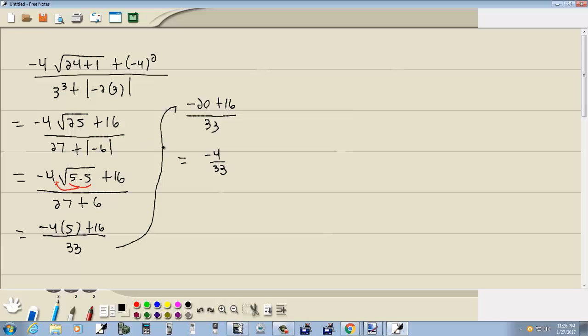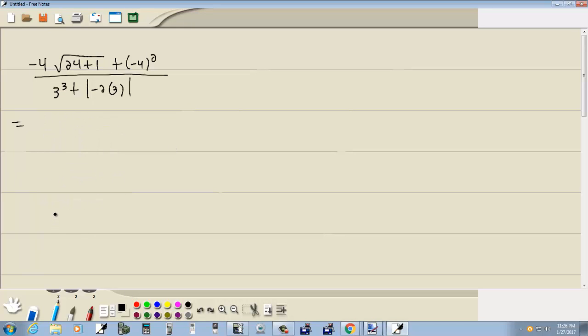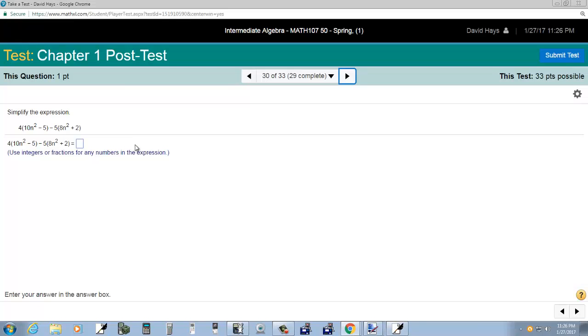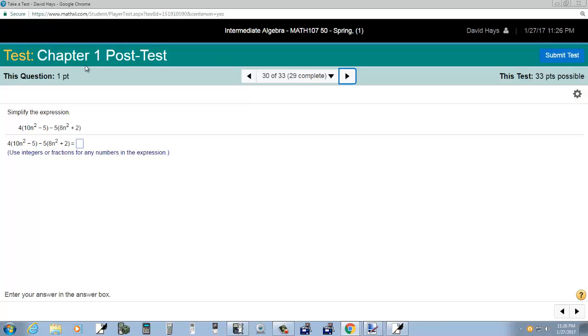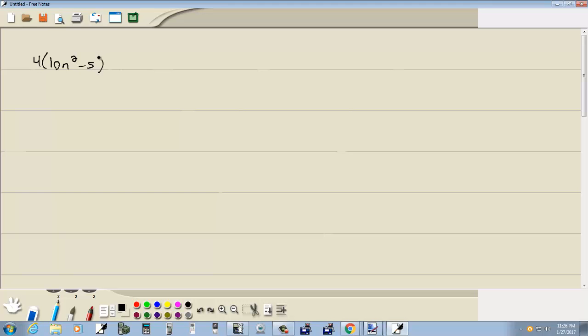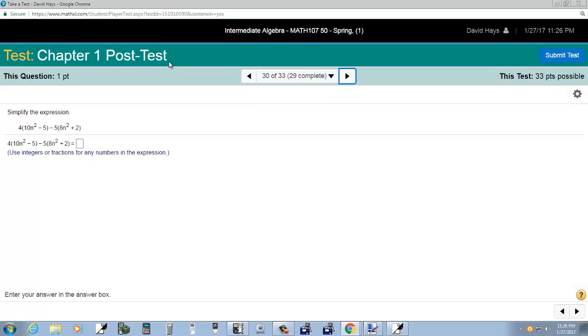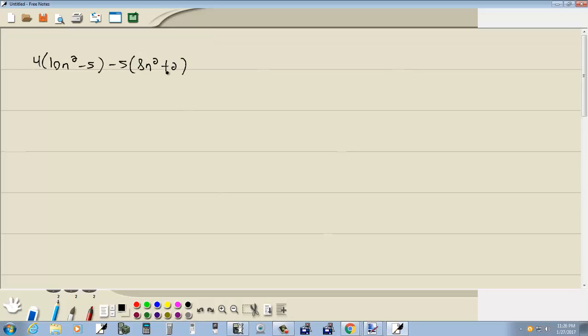Simplify the expression. Moment of truth is coming up here shortly. We'll see how many I missed. Normally I would go back and rework it, check my work. But since I'm creating a video here, I don't want to use that time. So I'll just let the system tell me what's wrong, and I'll go back and redo those.